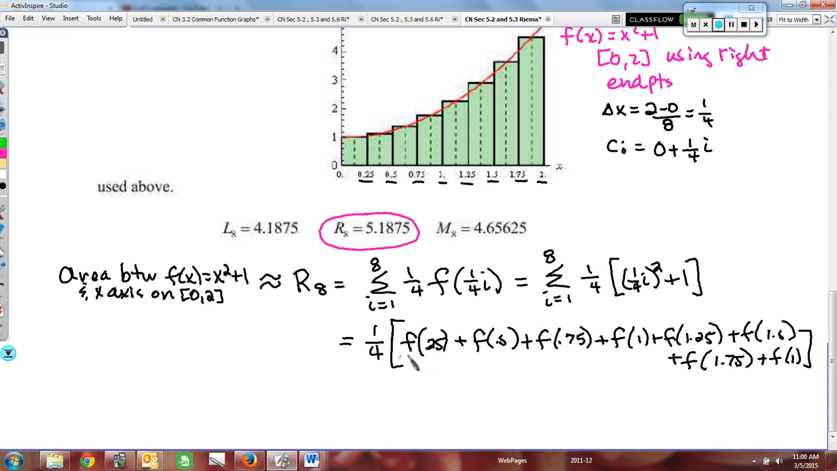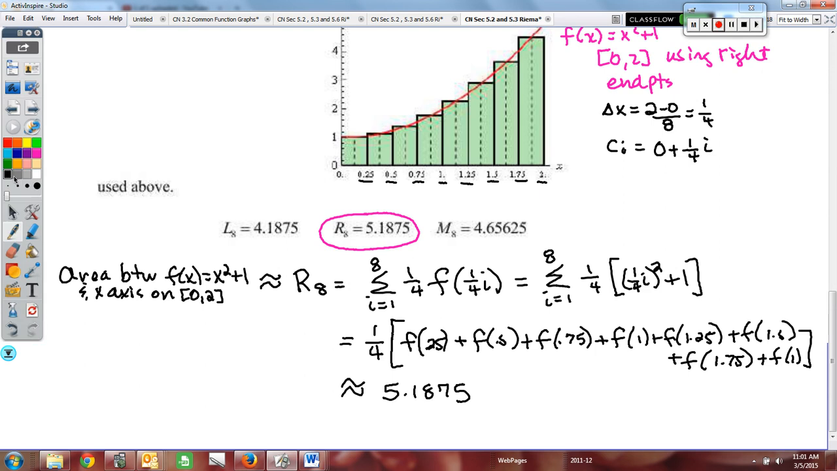And you do make sure that you have 1, 2, 3, 4, 5, 6, 7, 8 heights for your 8 rectangles. And you've got your delta x that you're going to distribute through. And then at this point, you would simply go, hey, calculate it, and get your 5.1875. You can verify that.